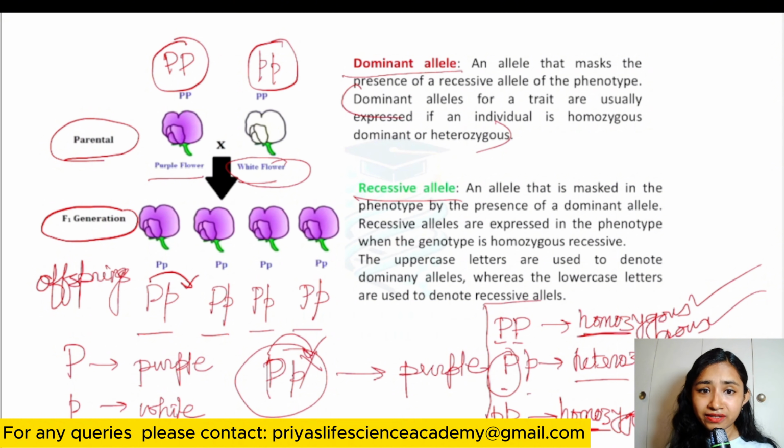I hope you have understood what it is. So dominant allele and recessive allele. Capital P is the dominant allele, small p is the recessive allele. Capital P will be purple. Capital P small p will also be purple because capital P is dominant over small p. And the recessive allele, the white colored flower, will only be expressed when there is a small p small p genotype.